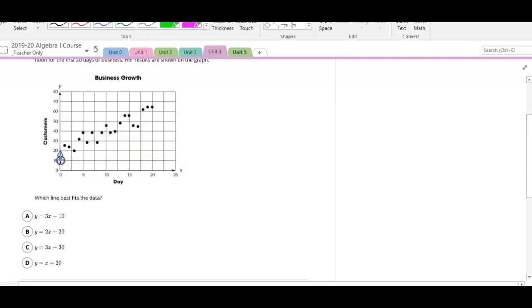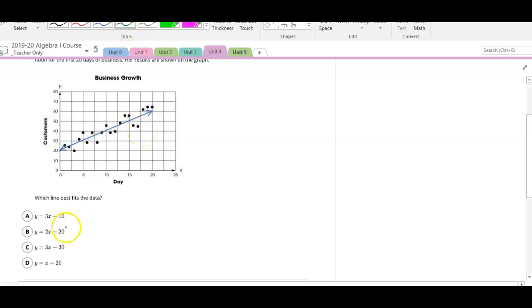What if I begin at 20 and go up 2 over 1? So if I go up 2, that's 20 over 10. Up 2 over 10. That would fit right here. That looks really good. That looks even better.